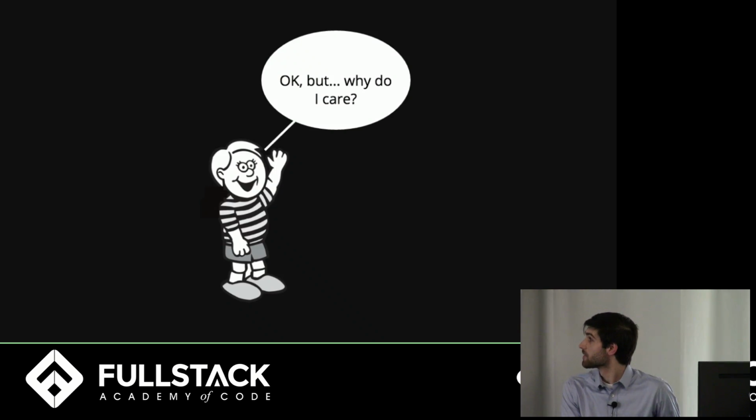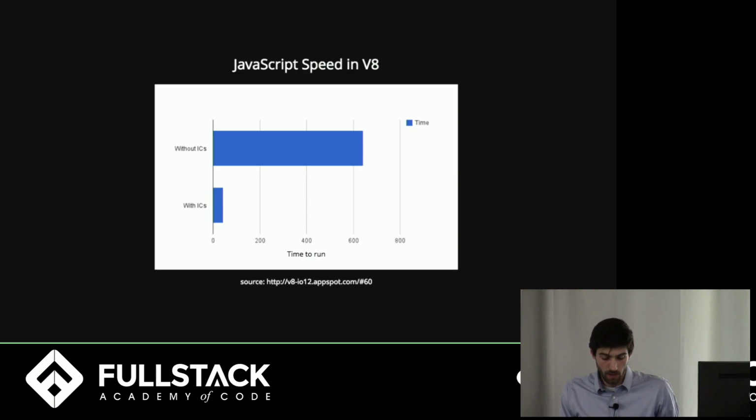OK, so as developers, though, why does this really matter? I'll just leave this slide up for a couple seconds. So you can see, with inline caching added in, V8 makes JavaScript run many, many times faster. And that, again, is one of the things that really makes it possible for JavaScript to be used in so many different contexts without suffering a huge loss of performance compared to other languages.